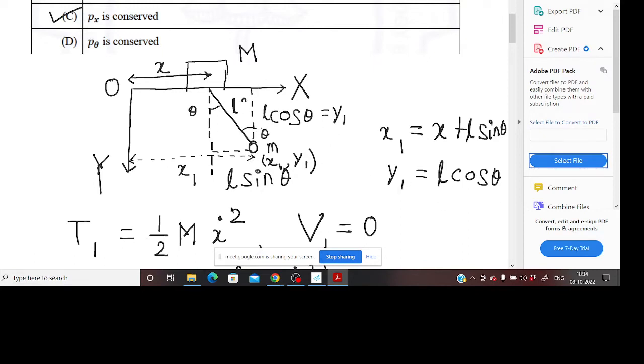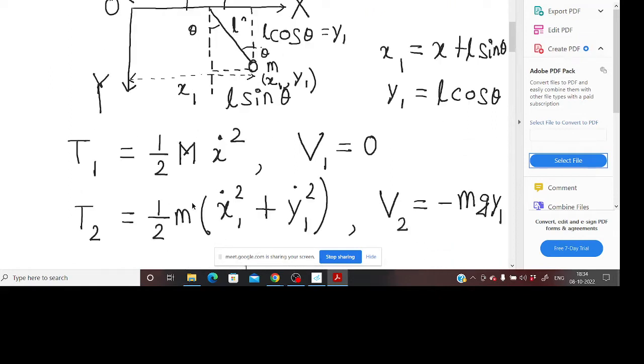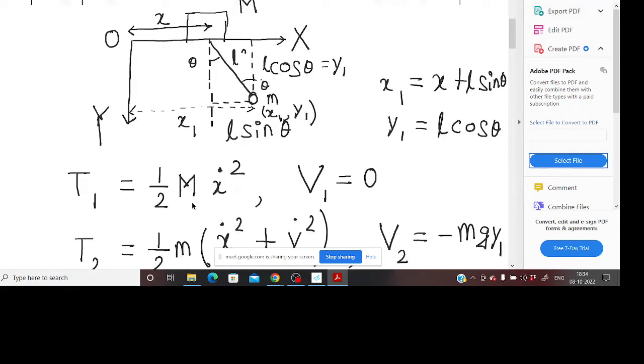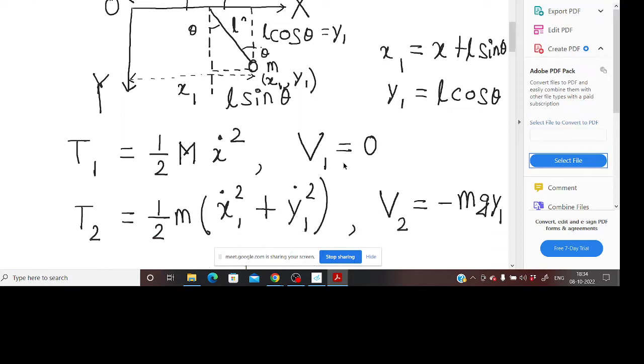Okay, simple. Now what is the kinetic energy of the mass capital M? This is equal to just half M x dot square. Here the mass is capital M. So the kinetic energy of the mass capital M is T1, which is equal to half capital M x dot square. And I will consider that the mass capital M is at potential energy 0. Okay, so this is the 0 level of the potential energy. I will assume that.